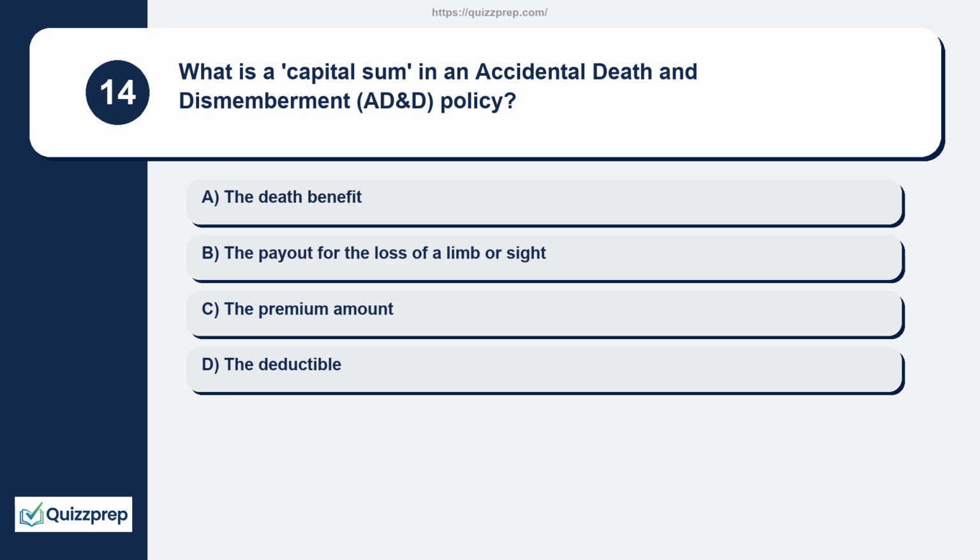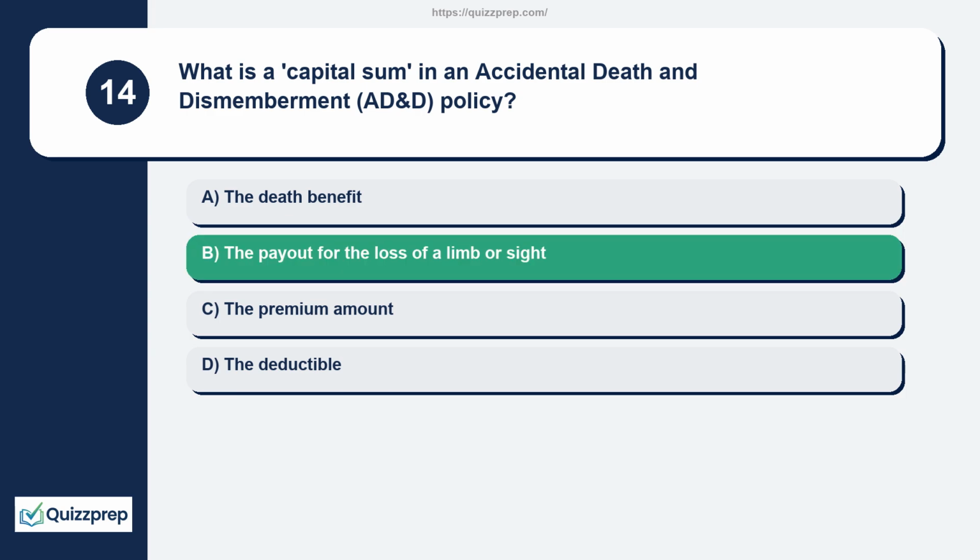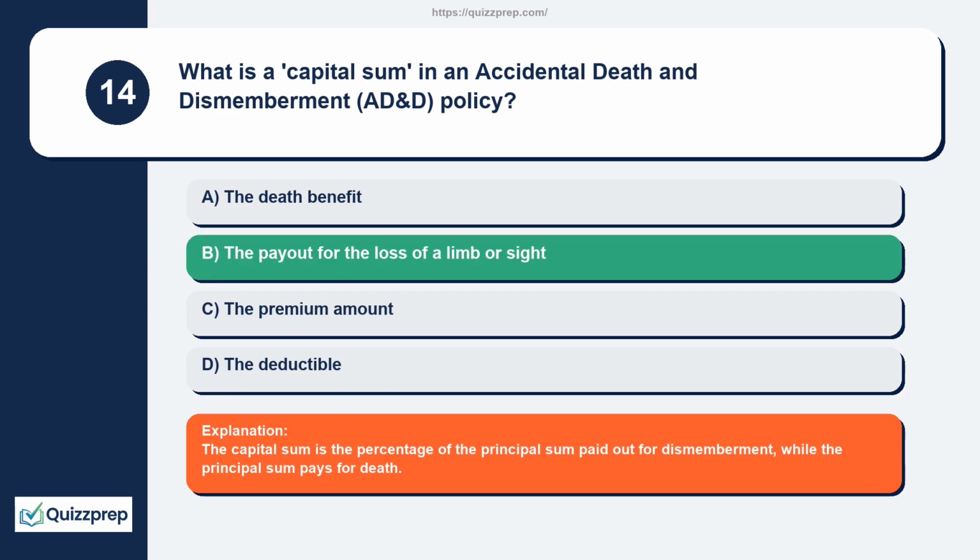Question 14. What is a capital sum in an accidental death and dismemberment (AD&D) policy? The death benefit, the payout for the loss of a limb or sight, the premium amount, the deductible. The capital sum is the percentage of the principal sum paid out for dismemberment, while the principal sum pays for death.